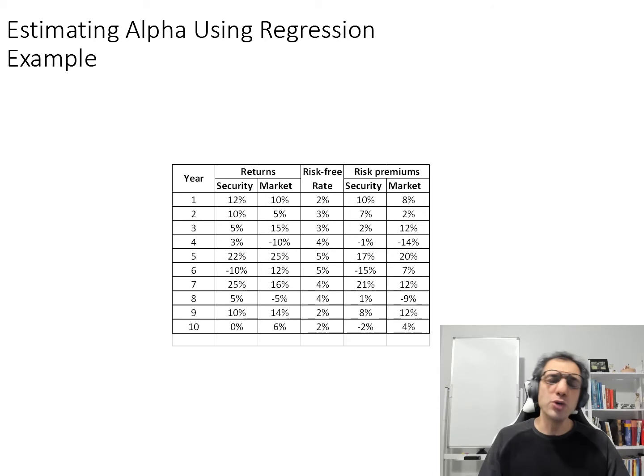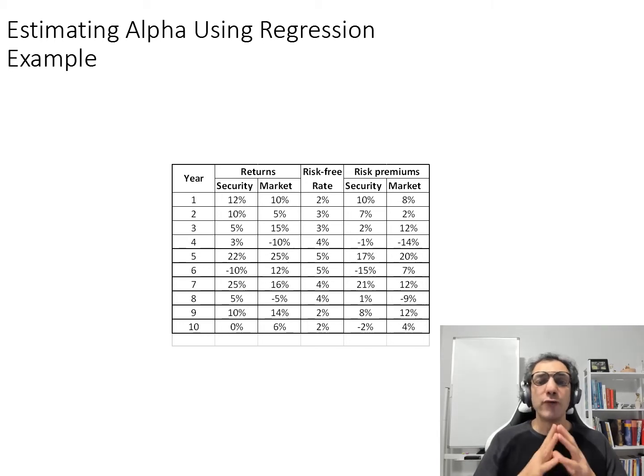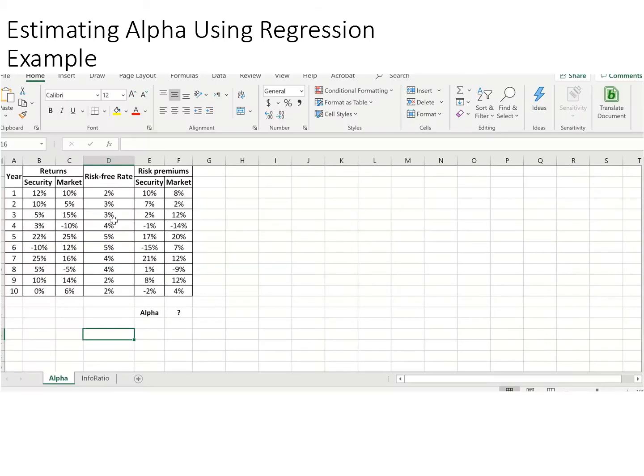Let's assume you're talking about the last 10 years and you have information from the security or the investment and also the market. So the first step here is to find the risk premiums for the security and market. To explain this concept, let's look at the Excel file I prepared for this. Let me walk you through the steps you need to follow to estimate the alpha.